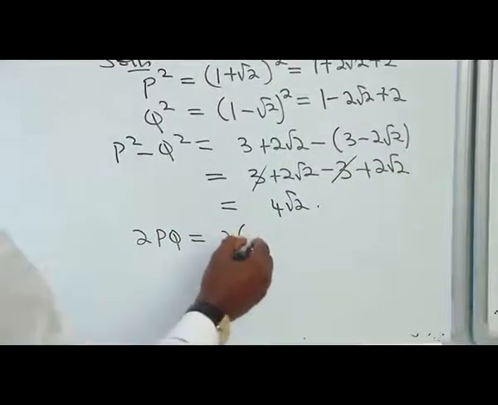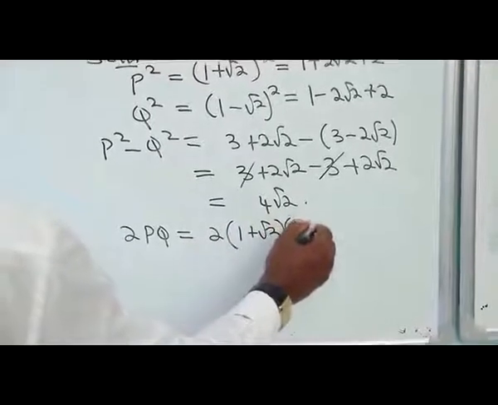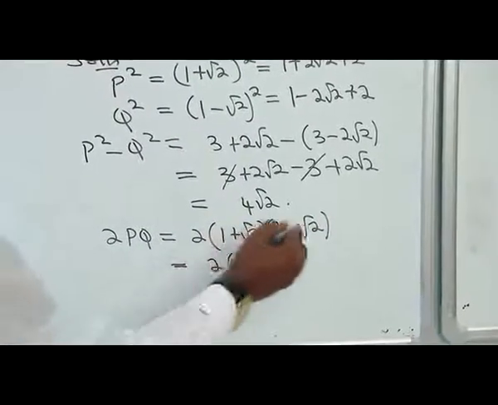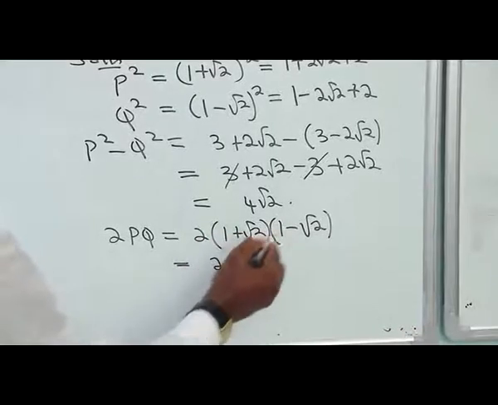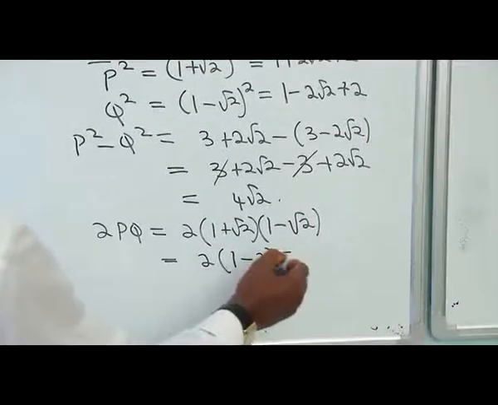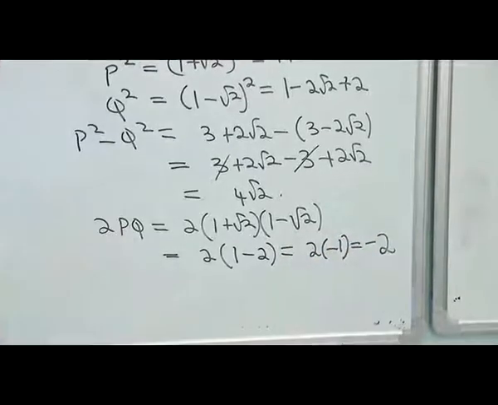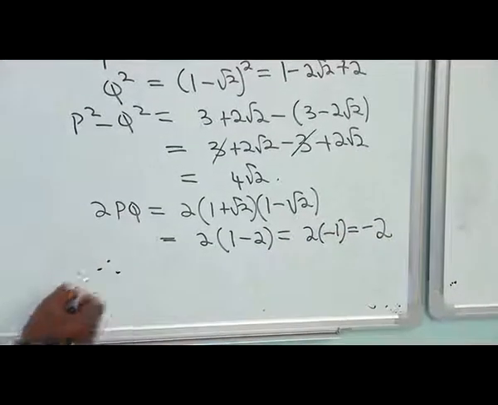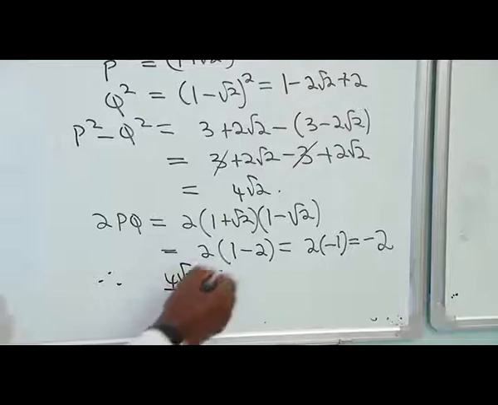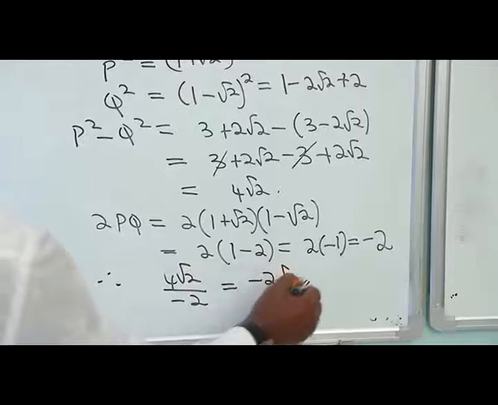You now take your 2p times q. This becomes 2 into 1 plus root 2 and then into 1 minus root 2. The result of this is 2, 1 times 1 is 1. This is a conjugate of each other. So root 2 times root 2 is minus 2. This is equal to 2 into minus 1. And the value is minus 2. Therefore, the final result becomes dividing 4 root 2 by minus 2. And this will give you minus 2 root 2 as the solution.